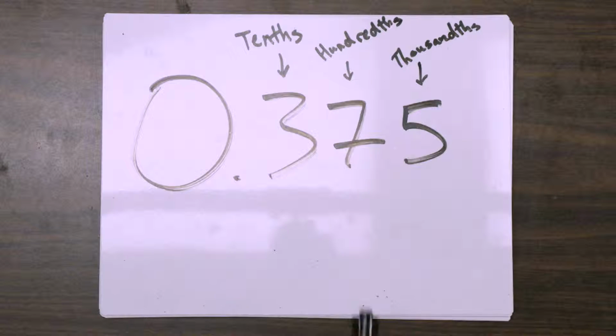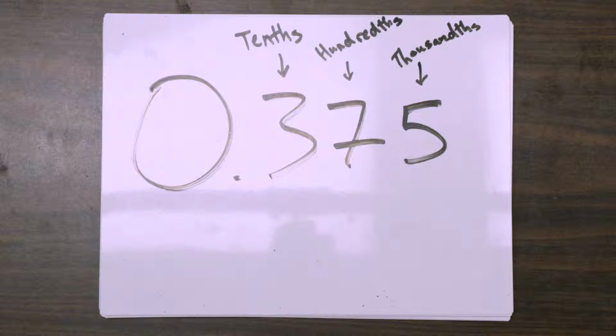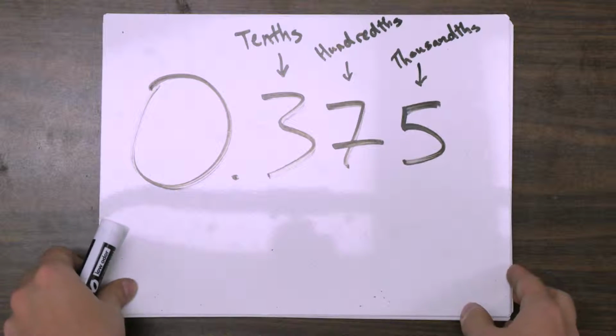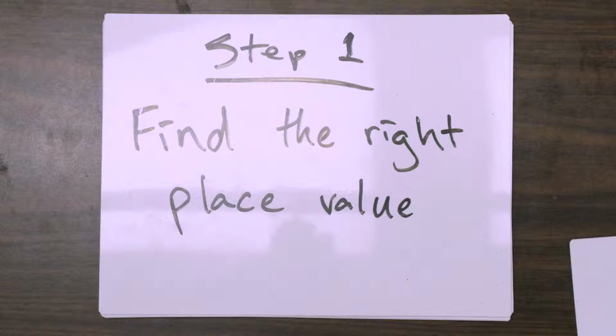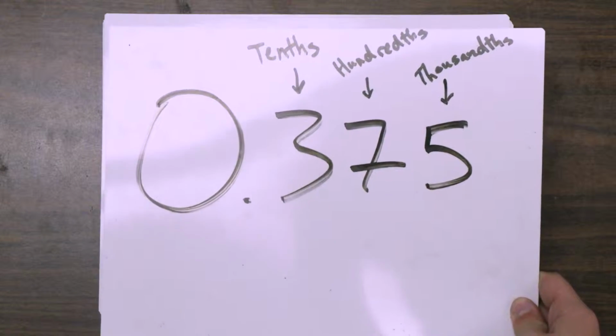So I'm going to say that I want to round to the hundredths place, which means we're going to get rid of everything to the right. We'll go over that in just a second. But I want to round this number to the hundredths place. There are some steps we need to follow whenever we're rounding a decimal number. The first step is we need to find the right place value. In this case, we're rounding to the hundredths place, so I need to find the hundredths place.